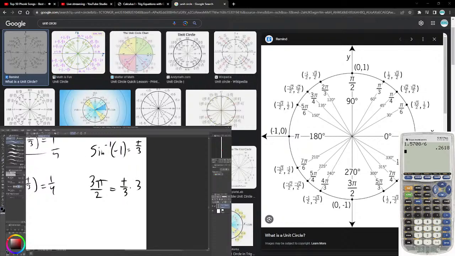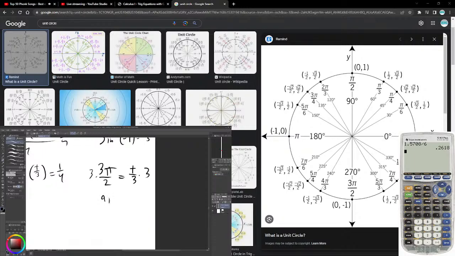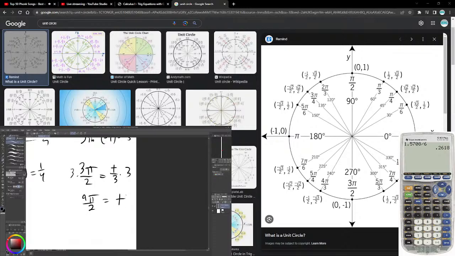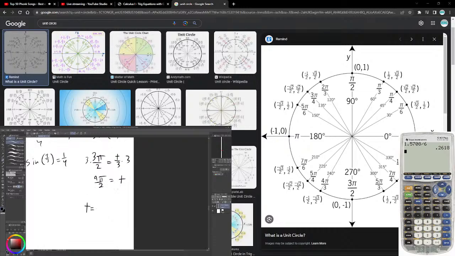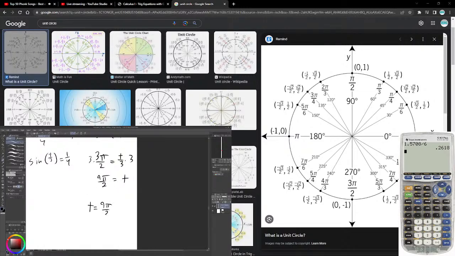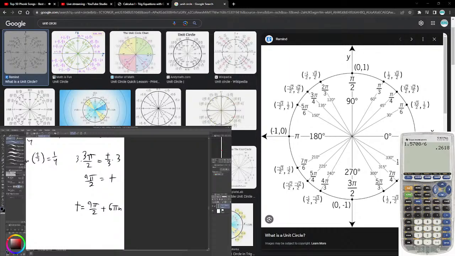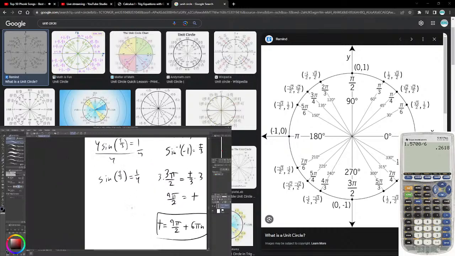So multiply by 3. Nine pi over 2 equals t. So t equals, I forgot to multiply by the 3 on the other one. I'll just do it in my head. 9 pi over 2 plus 6 pi n. So I did that right? I think that's the first one.